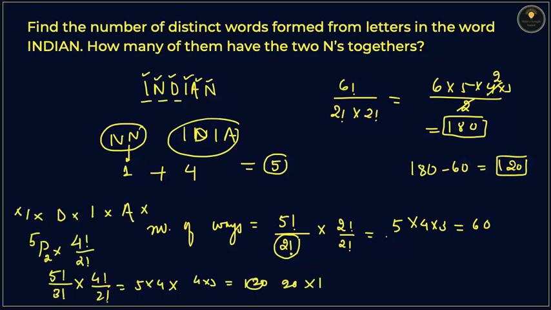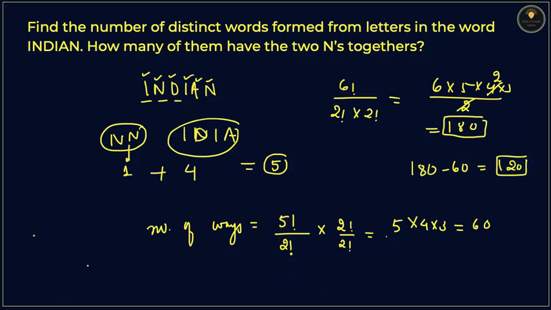Now this can also be found with the same concept, but here we write I, D, I, A, and in between them we have to place all the Ns. So we are having 1 2 3 4 and 5. 5 places are there. So out of 5 places we have to choose 2 places, and since the two Ns are always identical, we will divide it by 2 factorial.